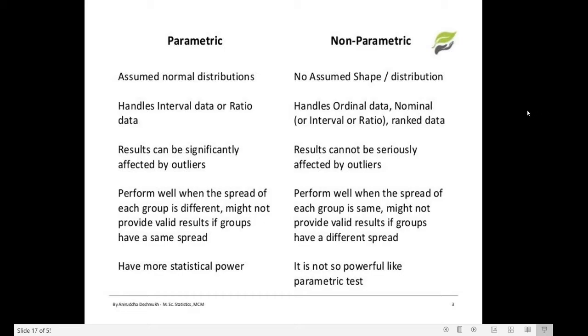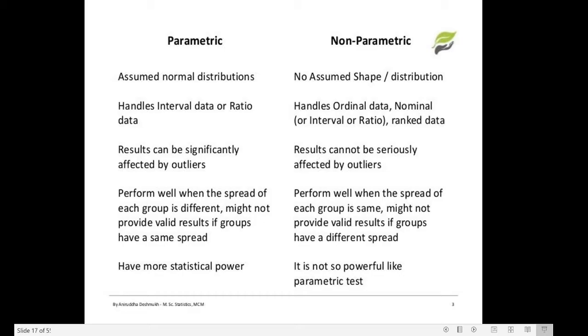Then another thing: here the results are very significant outputs. But in non-parametric, if it is not set based on the parameters, it is not acceptable. Parametric values have high statistical power, while non-parametric values don't have statistical power. What are parametric and non-parametric?